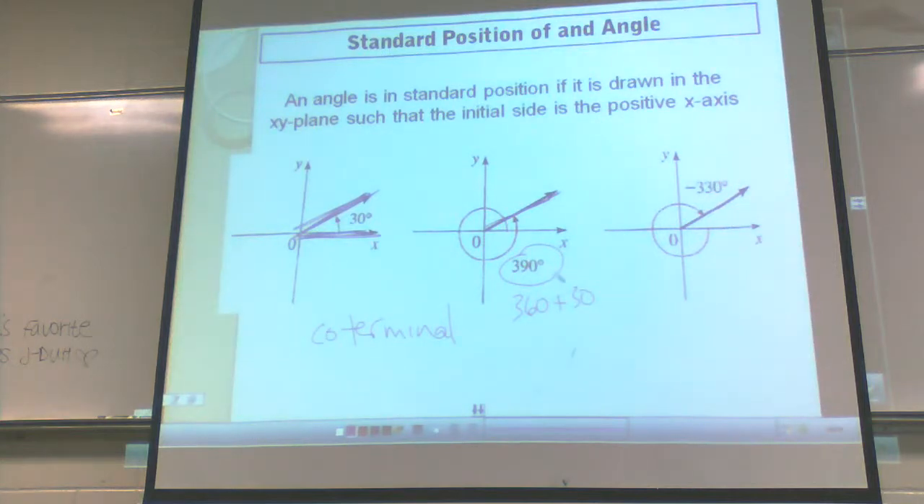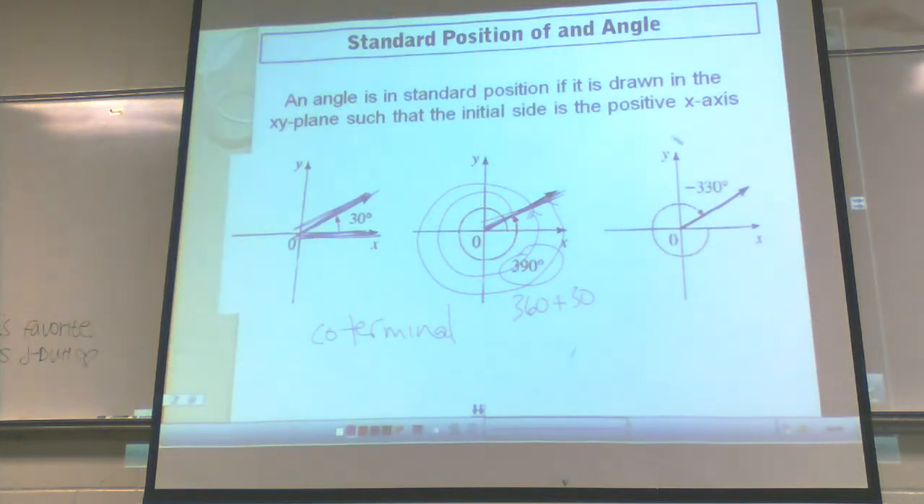Like 390. If I added another 360 to that, it would also end at the same spot. If I did another 360, it would rotate around to right there. Another 360 would rotate around right there. They would all end at the exact same point, even if you go the other direction, because negative means you're going clockwise instead of counterclockwise.